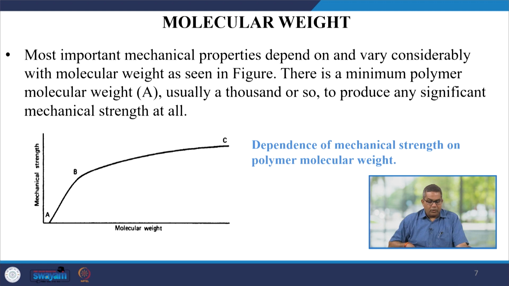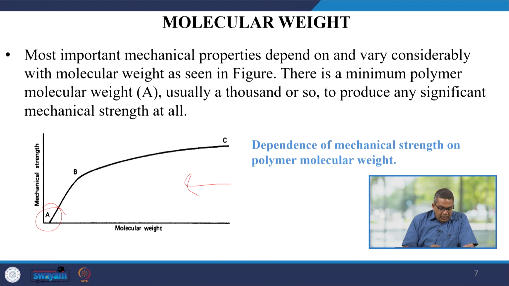The most important mechanical property depends considerably on molecular weight, which is seen in this particular figure. Now there is a minimum polymer molecular weight, referred to as A, usually around 1000, to produce any significant mechanical strength at all. So you see that the molecular weight and the mechanical strength are interrelated.